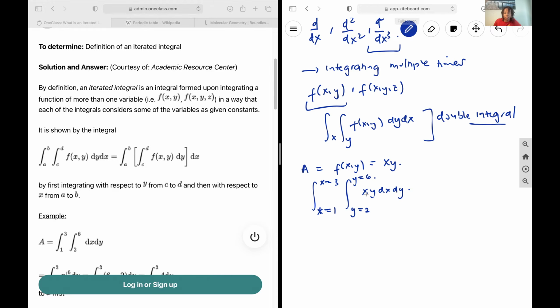And so first, you're going to treat the x term as a constant. So if it was a constant, we know that the integral of a times f of x dx, we can pull out that constant. And so that's exactly what we're going to do here. And we're going to pull it out. So it becomes the integral from x is equal to 1 to x is equal to 3 of x, multiplied by the integral from y is equal to 2 to y is equal to 6 of y dy dx. My apologies, you're supposed to say dy first because it's the first integral that you're taking, and then the dx.